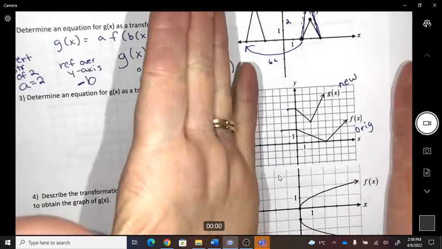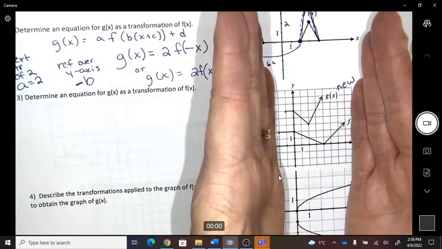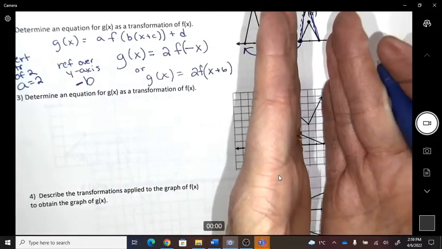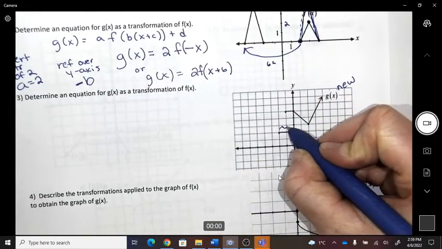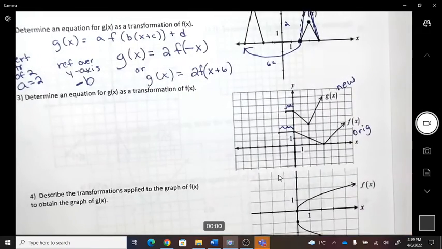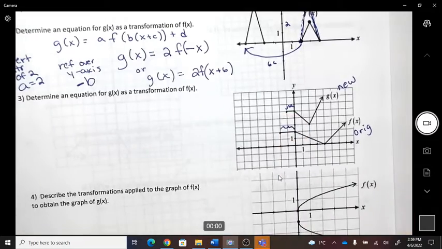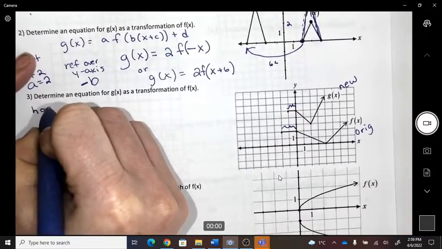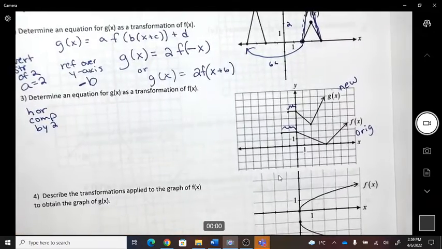I think that I can see this. Do you see that it's kind of like this and then it got squished inward? Why don't we look like this? How far apart are those and now how far apart are they? 2 and that one is 1. So I horizontally compressed by 2. I can physically see that.